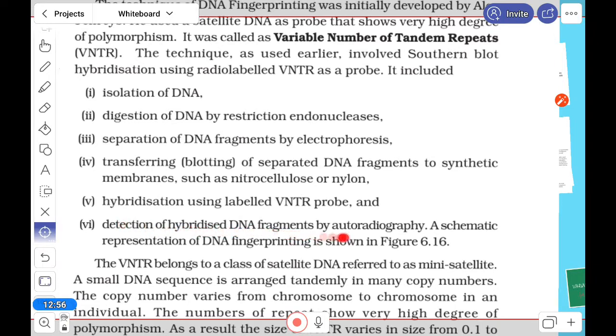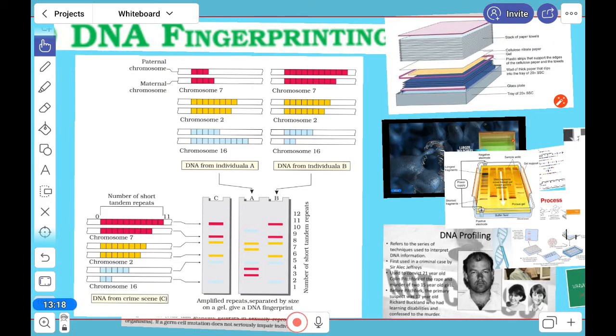Detection of the fragments by autoradiography. Autoradiography indicates the similarity or dissimilarity. Let's see its result, how we can finally detect. In your book it is given very nicely. Here is a result. Here we have what we got from the crime scene, suppose blood or something.